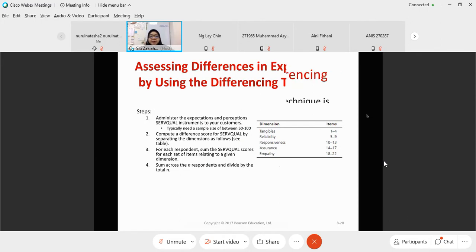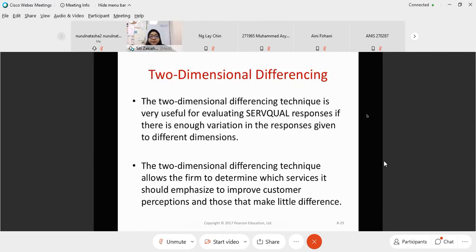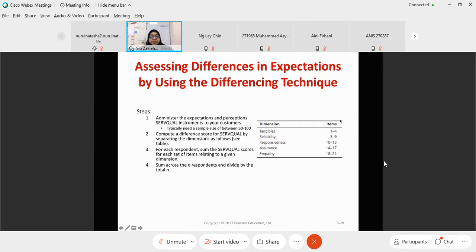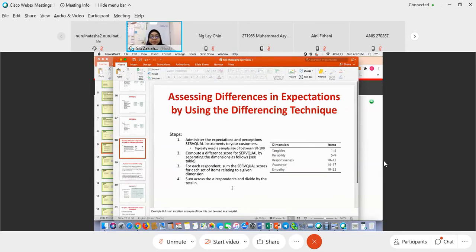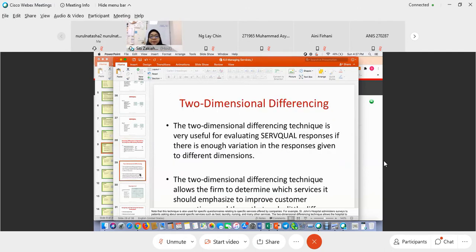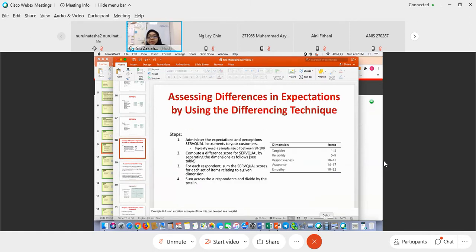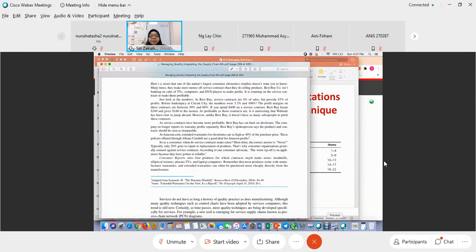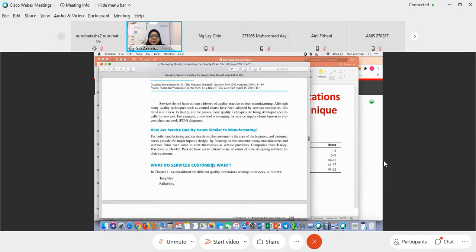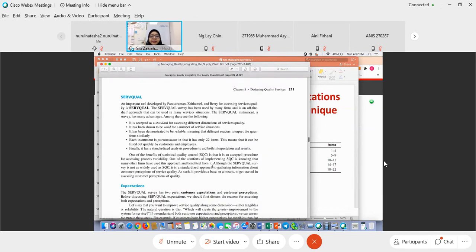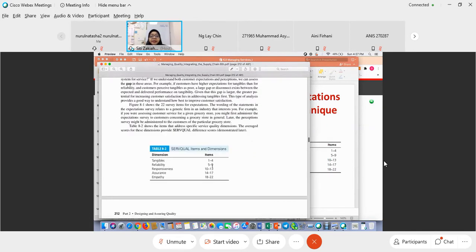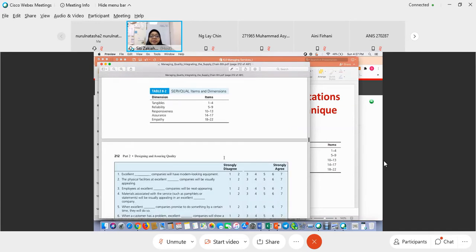Okay, this is the SERVQUAL instrument. I want to show you. Can you look at your book, on page 209. Okay, this is the SERVQUAL I was talking about.